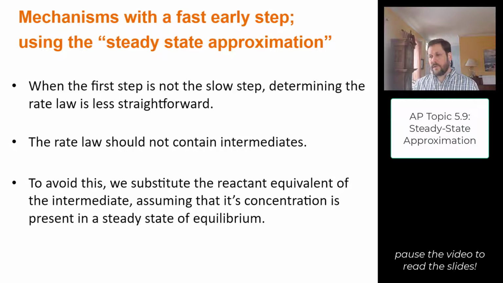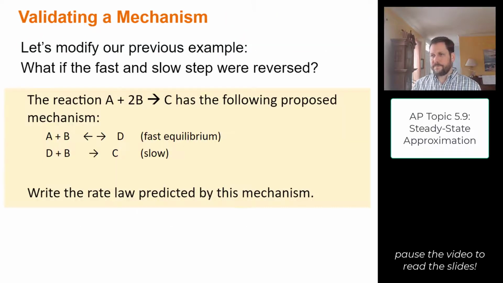To avoid including intermediates in the rate law, we're going to substitute the reactant equivalent of that intermediate from the earlier step, assuming that its concentration is present in a steady state of equilibrium. And this will require a little bit of explanation of equilibrium and some other ideas and examples to illustrate.